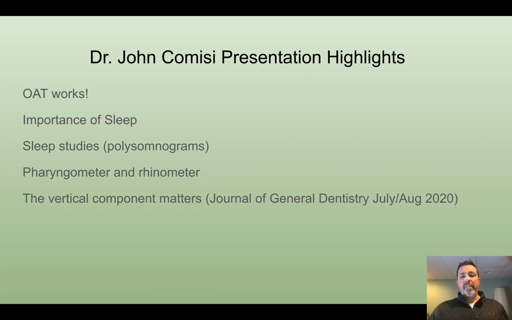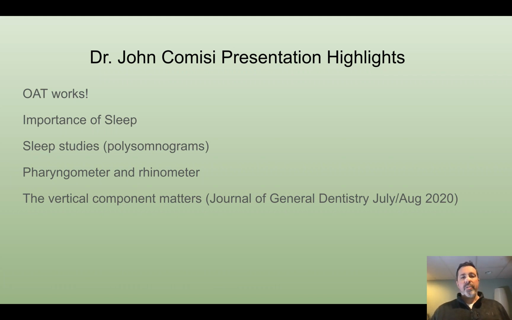We're going to talk more about this as time goes on, but I wanted to provide this in the context of his lecture because it's an article that he wrote in the Journal of General Dentistry in July and August of 2020. He talked about the vertical component mattering. What does that mean? Well, most oral appliances intend on improving the airway by moving the jaw forward. And we're going to talk a lot more about these specifics, but I just wanted to bring it up here. He made the very valid point that the vertical component also matters.